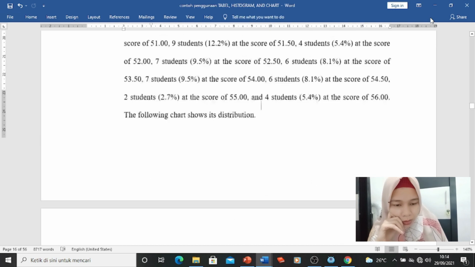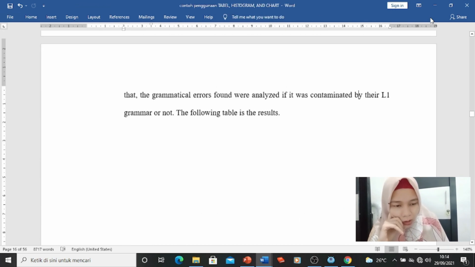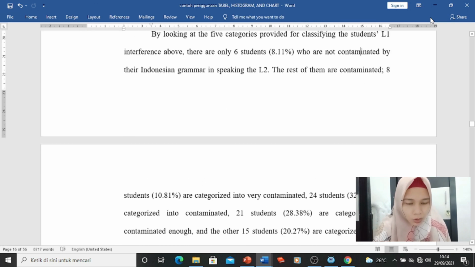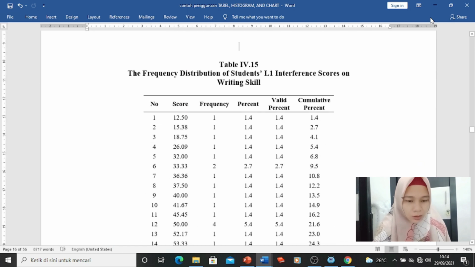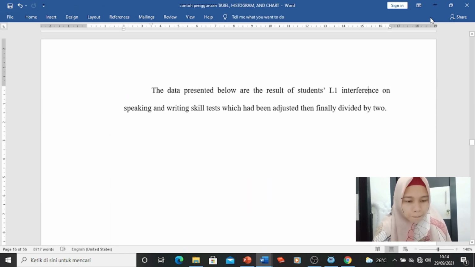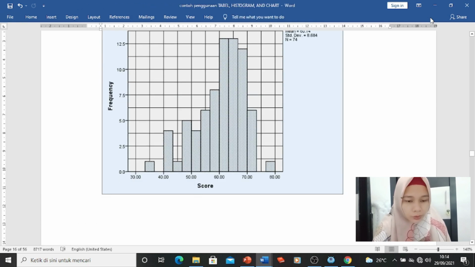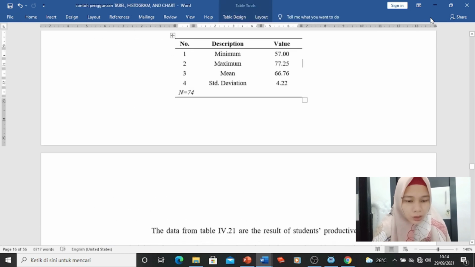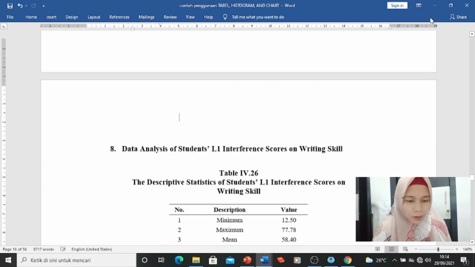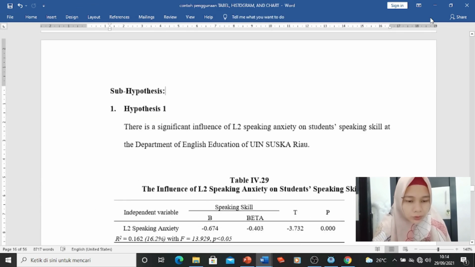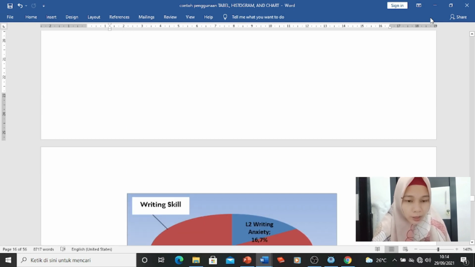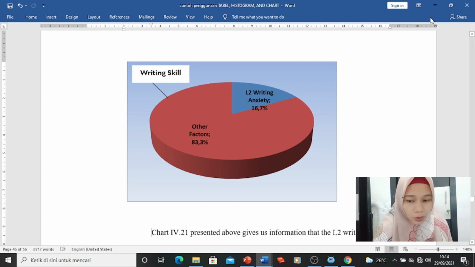And here still similar. I'll scroll it fast so that we can see what other kinds of chart I have here. Still similar, right? So there are only histogram, pie chart, and what else? I think that's all. This is what I was talking to you about before.